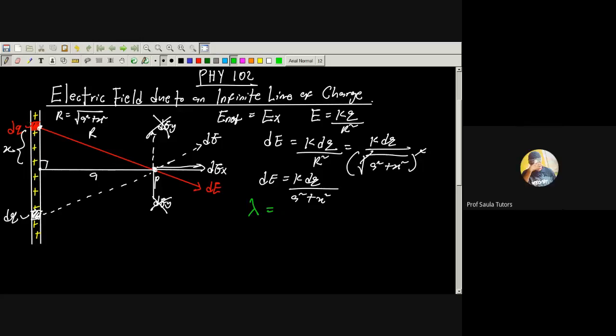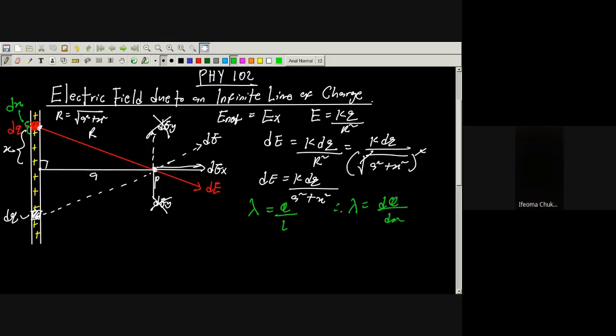The charge here is dq. The length of this charge here is dx. So remember that this is Q over L. Because I'm looking at this small segment, therefore my lambda is equal to dq divided by dx. All together. So don't forget, from here my dq will be equal to lambda dx.